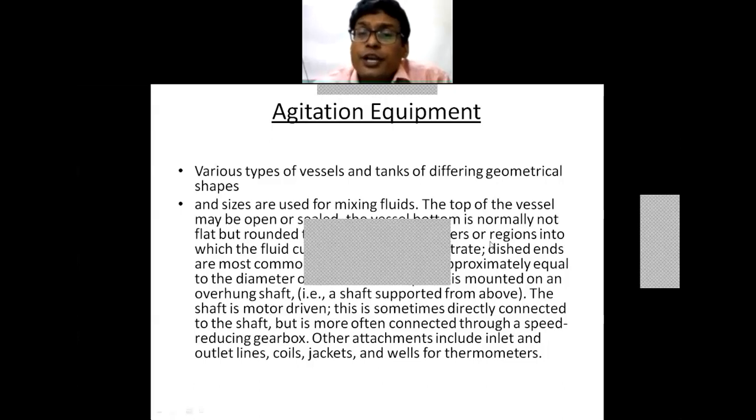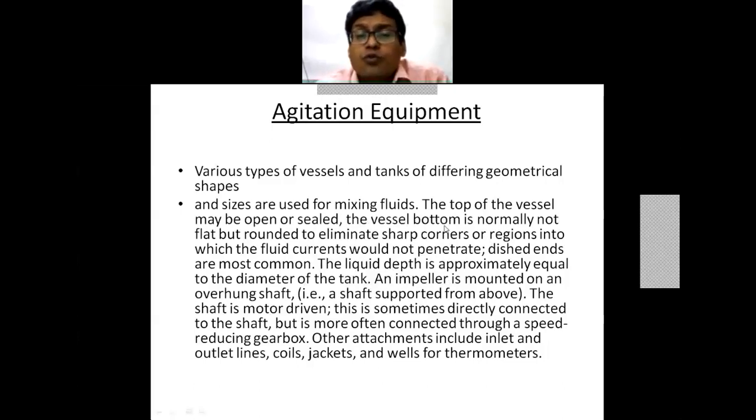That means the fluid will not have dead spots. The uniform fluid distribution will be there, and local velocities should be uniform. Then the depth is approximately equal to the diameter of the tank. An impeller is mounted on an overhang shaft.